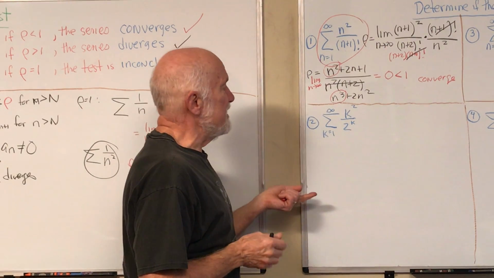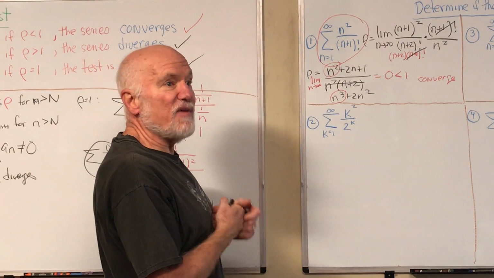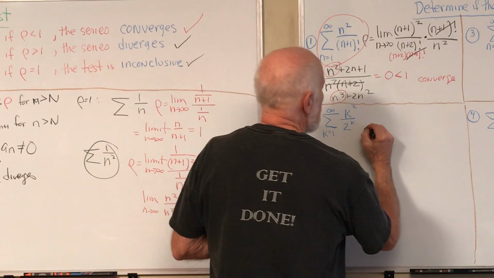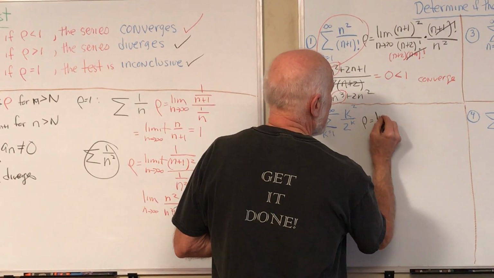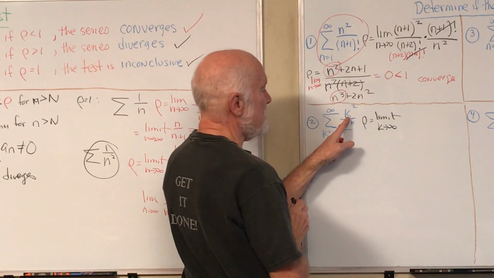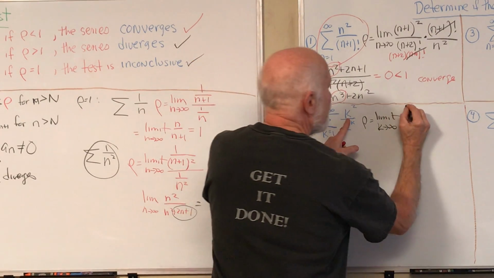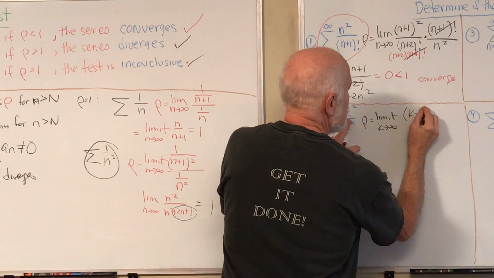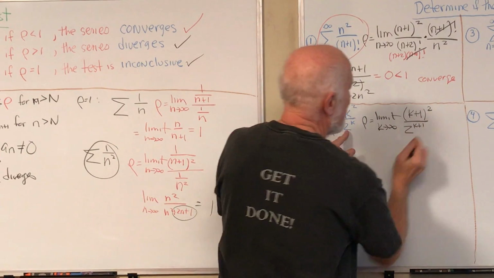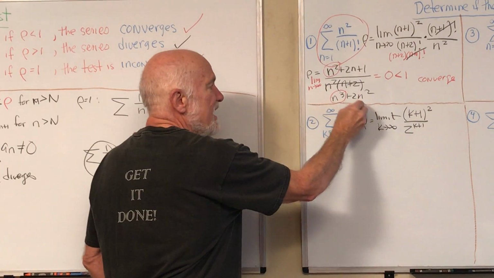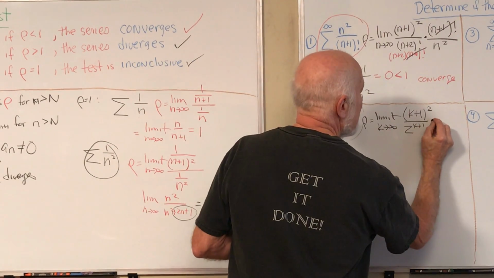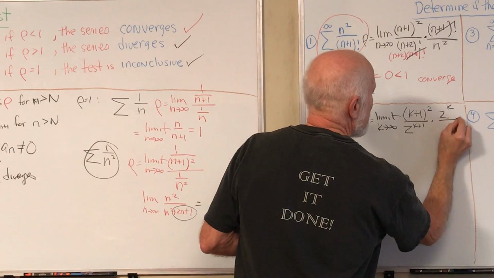Okay, let's try another one. This time I use k instead of n. It still should work just fine. So we say rho equals the limit as k approaches infinity. And now we just take the k plus first term, so putting k plus 1 in for k, and divide it by this kth term, which again is going to be multiplying by the reciprocal.